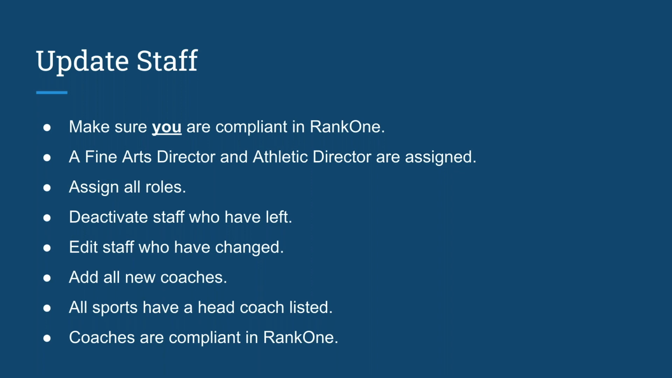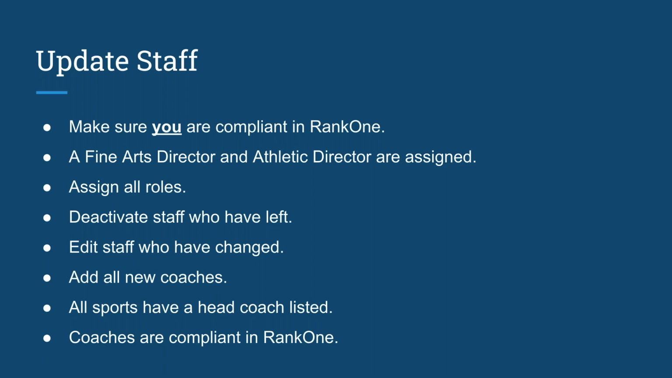Okay, the first thing you would need to do as the AD is to make sure that you are compliant in Rank 1 and that your profile is complete. You need to make sure that a fine arts director is assigned and that you are assigned correctly in Rank 1. You need to assign all roles to all people in Rank 1, all your coaches. Deactivate any staff who have left. Edit any of your staff that has changed if they've added roles or taken roles away. Add all your new coaches, assistant or head. Make sure that all sports do have a head coach listed. If you're the AD, but you're also the basketball coach, we need to know that you are the head basketball coach. And then you should be able to check and make sure that all your coaches are compliant in Rank 1.